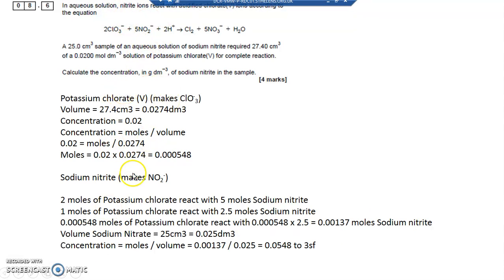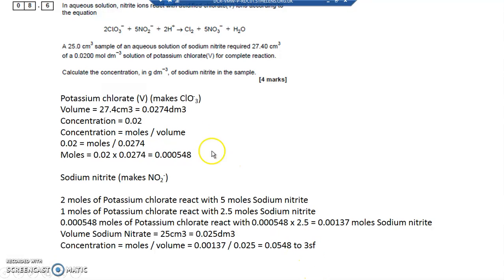So now it's asking for the concentration. So I know how much sodium nitrite is in there now. During this complete reaction, that's 0.0137 moles of sodium nitrite. So the volume of sodium nitrite is 25 centimeter cubed. It tells me that, 25 centimeter cubed. 25 centimeter cubed in decimeter cubed, divide by 1000 to get a small unit value up into a larger one, 0.025. Concentration is moles divided by volume. I've got the number of moles, I've got the volume. Now I've got the concentration.